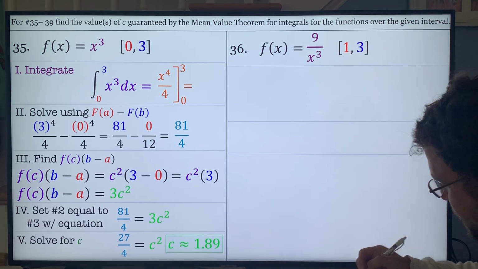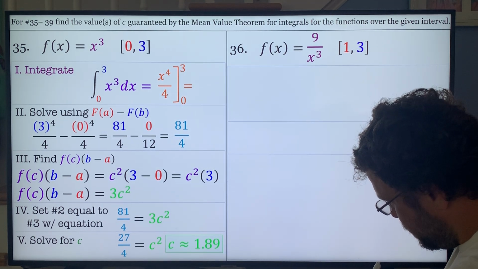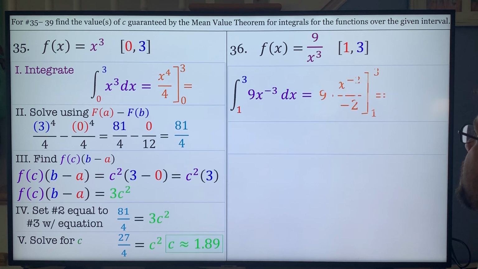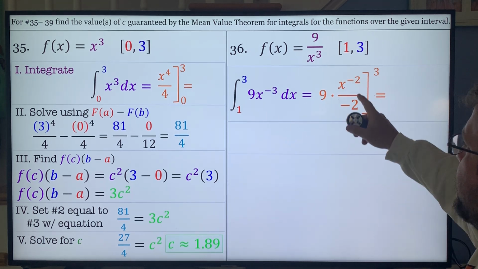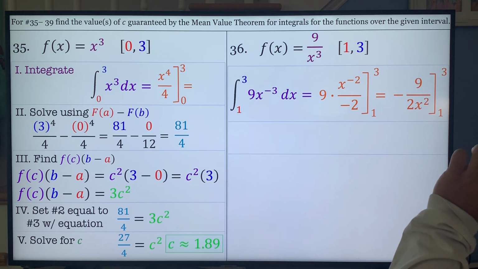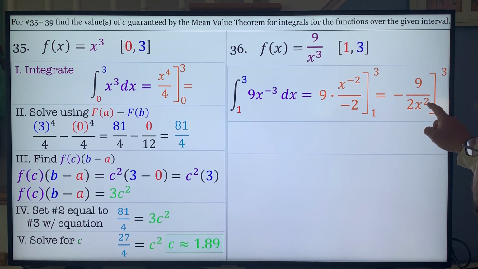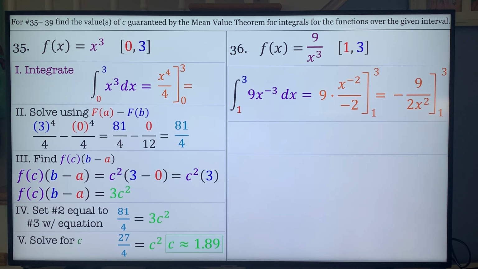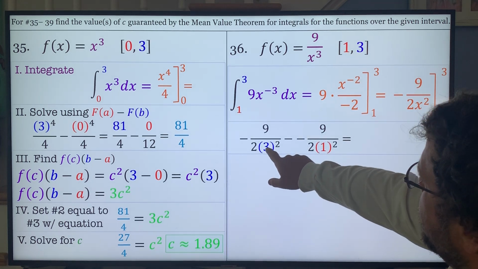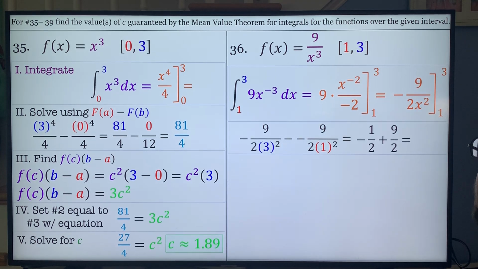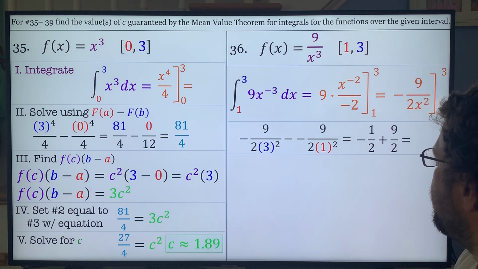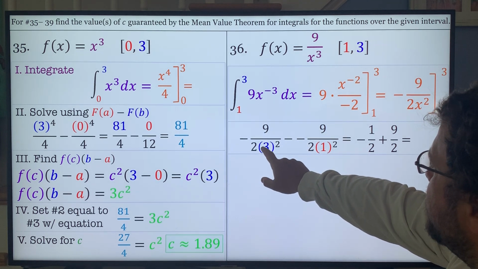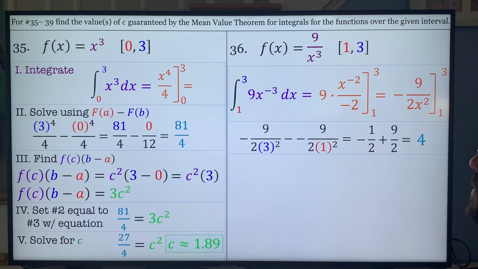All right, so do problem number 36. So 36, 9x to the negative 3 dx. So this becomes 9, negative 3 plus 1 is negative 2, over negative 2. Negative 9 halves, or negative 9 over 2x squared, from 1 to 3. Since this is a negative 2, I throw it back in the denominator. Put 3 in here, 3 squared, and 1 squared becomes negative 1 half plus 9 halves. Because negative 9 over 18 is negative 9 halves. So your answer is 4.